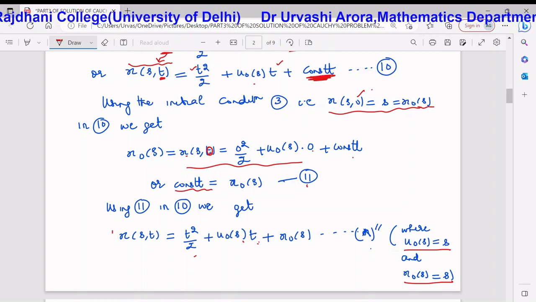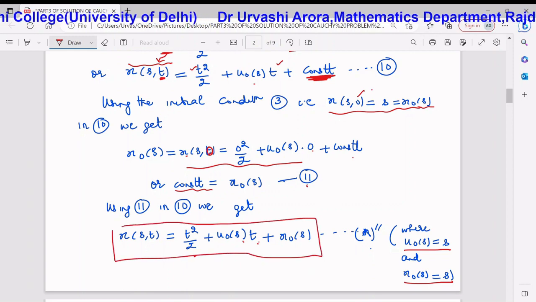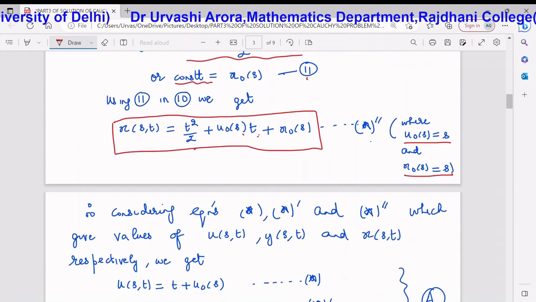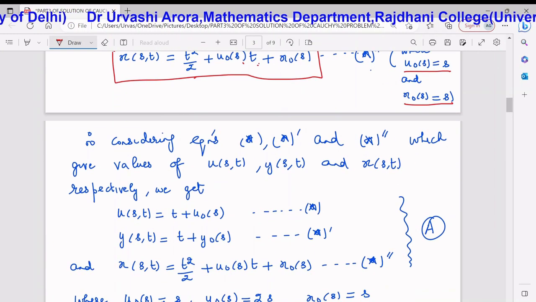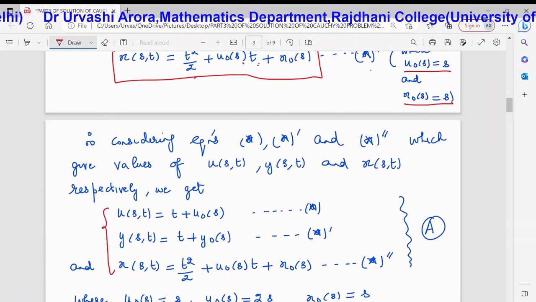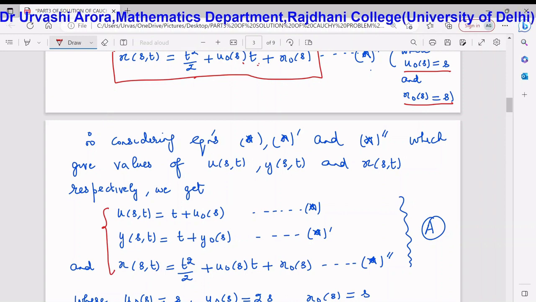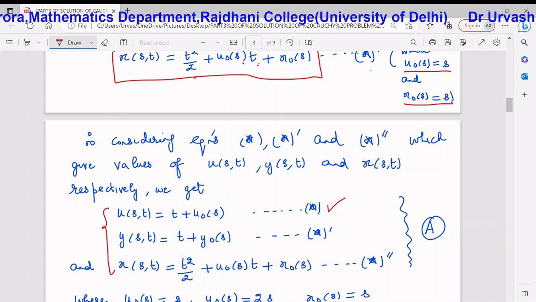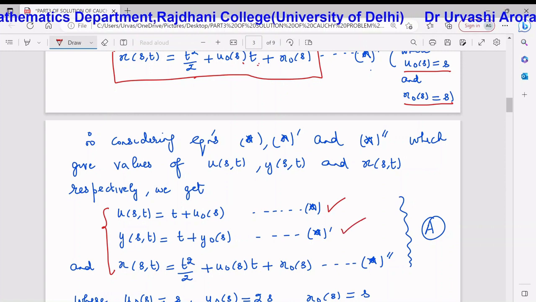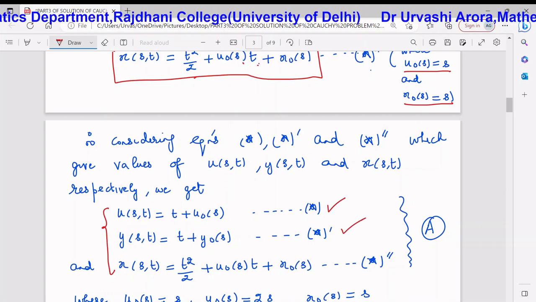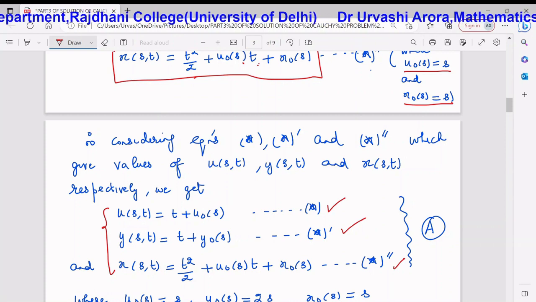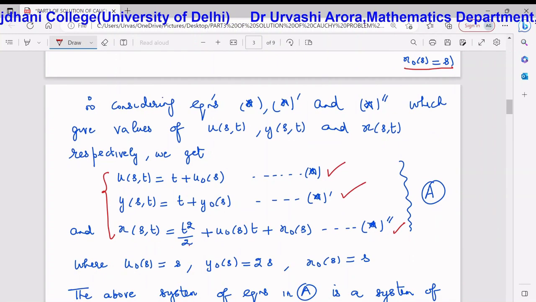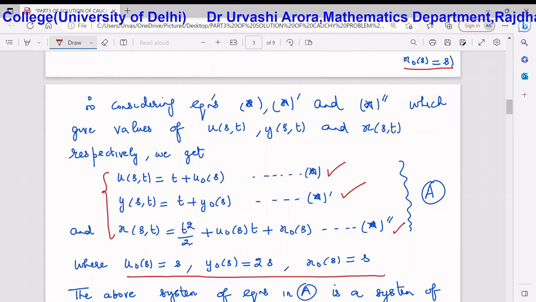This expression for x(s,t) I am marking as star double dash. So there are 3 expressions, from star, star dash and star double dash. These 3 expressions give you the values of the 3 variables u, y and x in terms of the parameters s and t. The first was u(s,t) is equal to t plus u naught s. The second was y(s,t) is equal to t plus y naught s, and the third was x(s,t) is equal to t square by 2 plus u naught s into t plus x naught s, where in this question u naught s, y naught s and x naught s are equal to s.